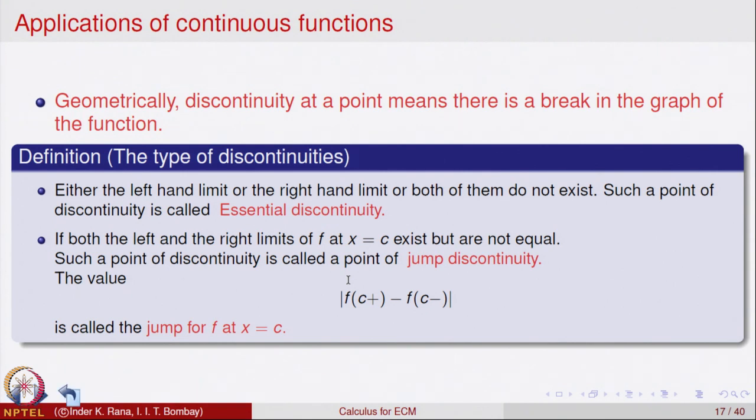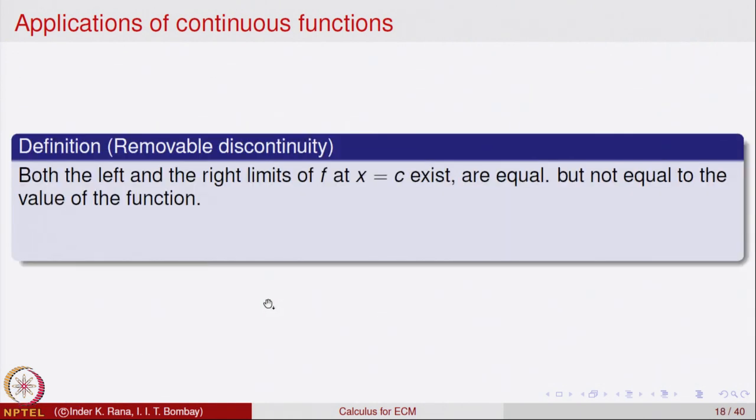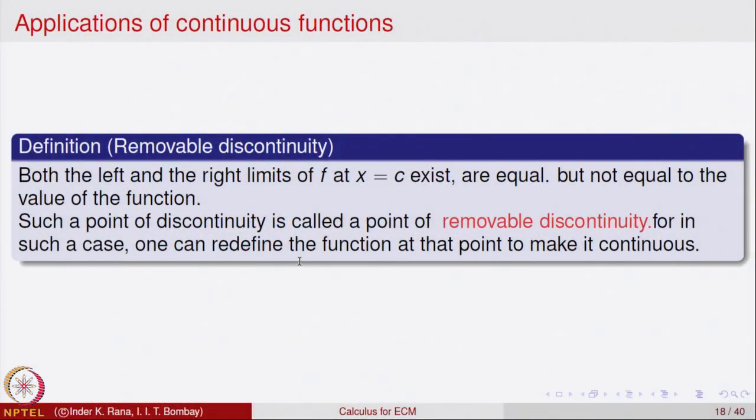There is another possibility. What is the possibility left? The left limit exists, the right limit exists, and they are equal, but not equal to the value of the function. That is another possibility. That is what is called the removable discontinuity. One can redefine the function to be equal to the common value of the left and right limit, and one can remove the discontinuity from the function. So, this is called the removable discontinuity of the function.